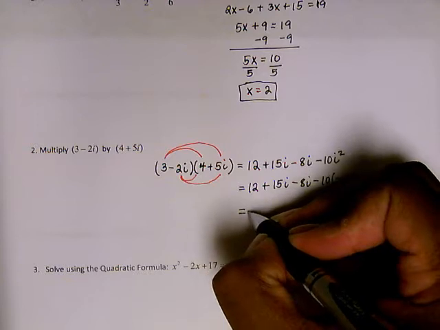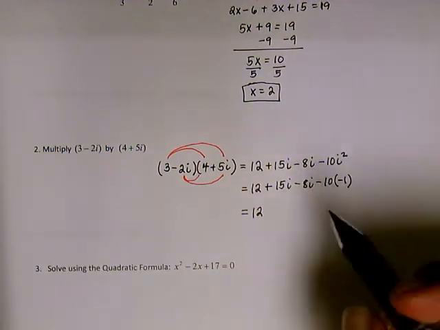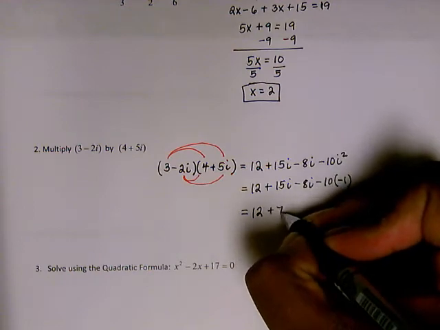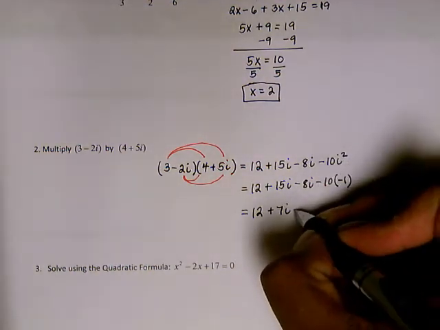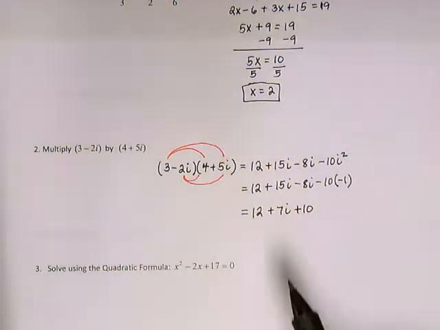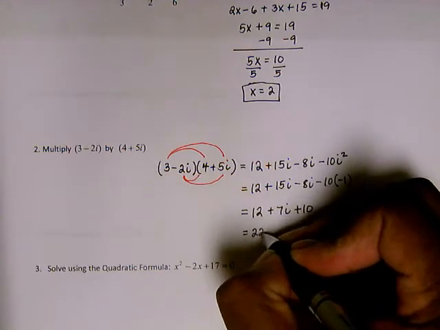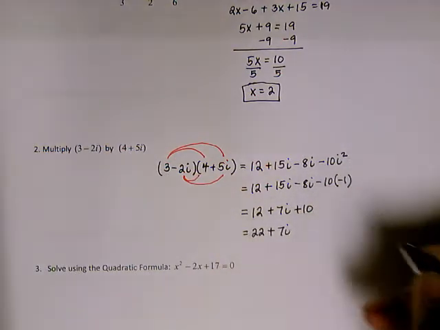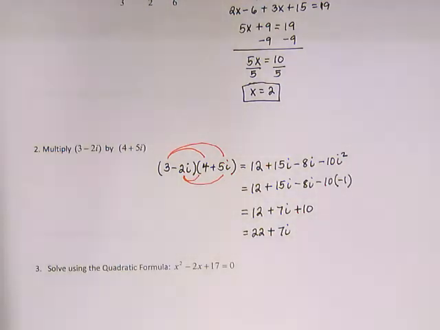Okay, so the next step would be to bring down the 12. 15i minus 8i would be a plus 7i. And this negative 1 will make the minus 10 plus 10. So now if I add 12 plus 10, that's going to give me 22 plus 7i. So here the product of those two complex numbers will be 22 plus 7i.